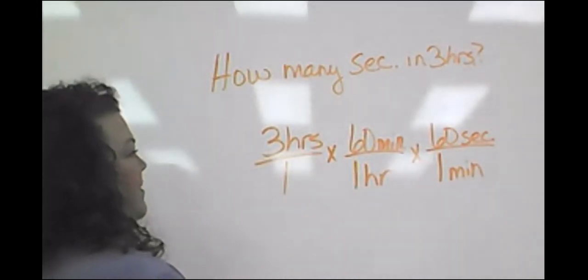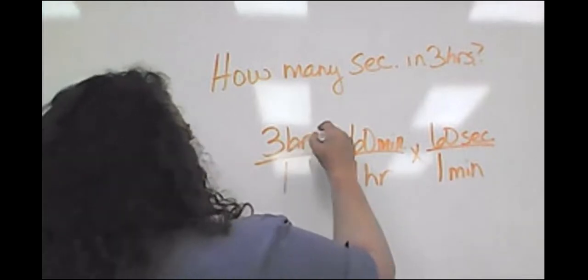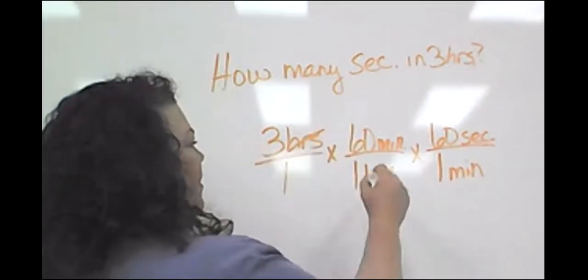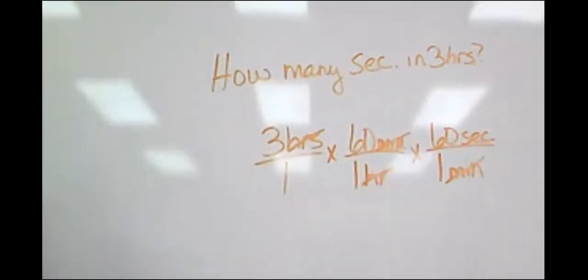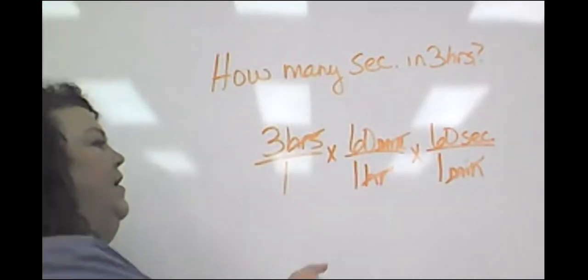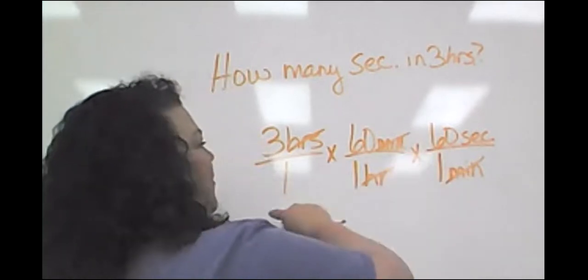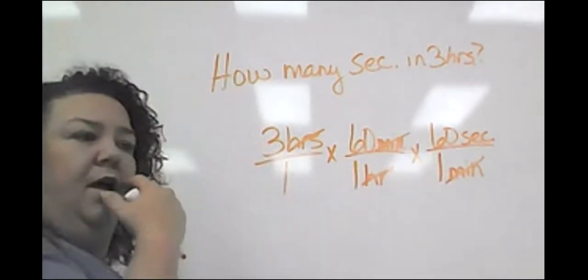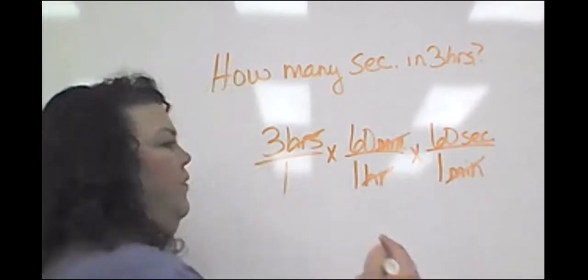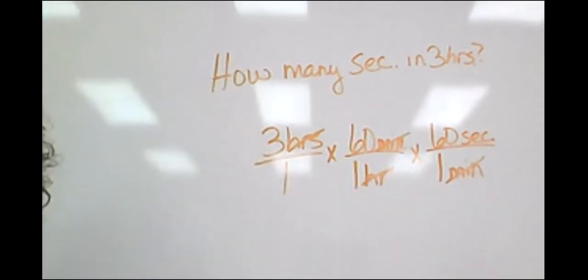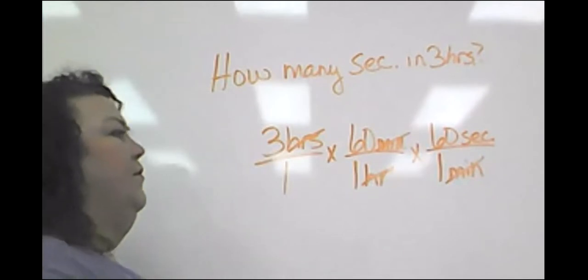Then we could go ahead and cancel out our like units. Hours can cancel and our minutes can cancel, and any like numbers. In this particular example, although we have the 60 and the 60, they're not set diagonal from one another, so we cannot cancel that out. Same thing with these ones. We can't cancel those out because they're not diagonal from one another. They're linear.